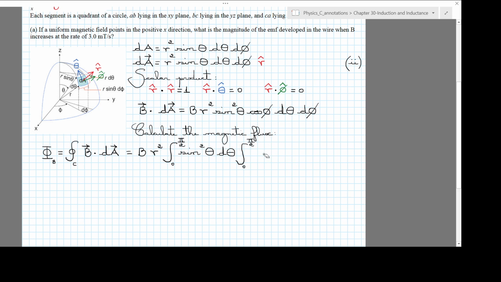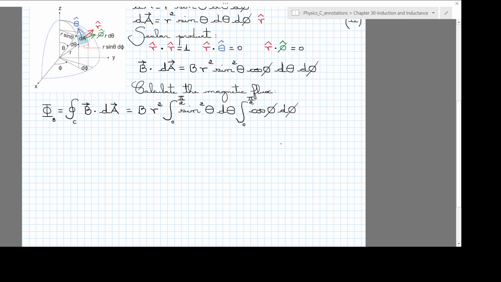Wait a second, some term is missing here. So we have cosine of phi d phi. Okay, now it's more like it. You are all very familiar with these integrals, right? This one is pretty straightforward.